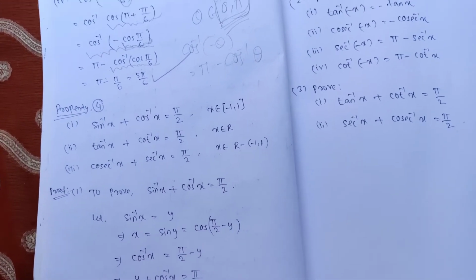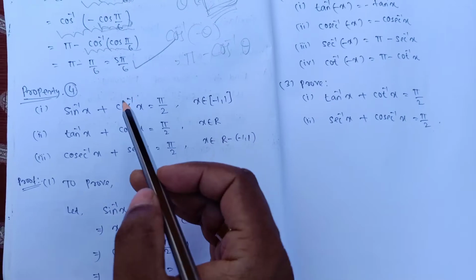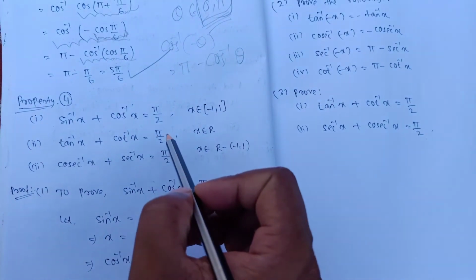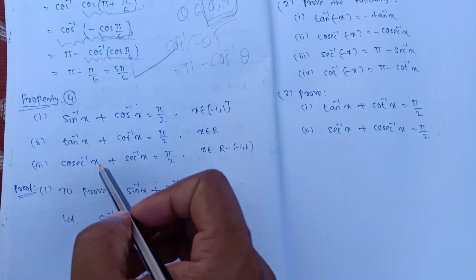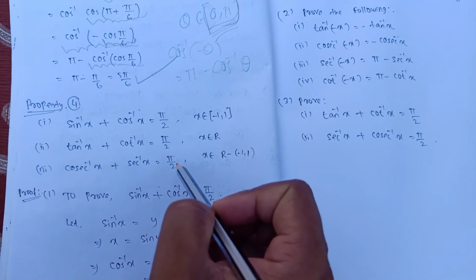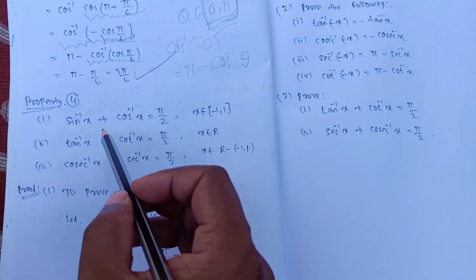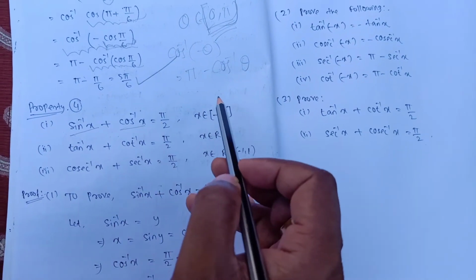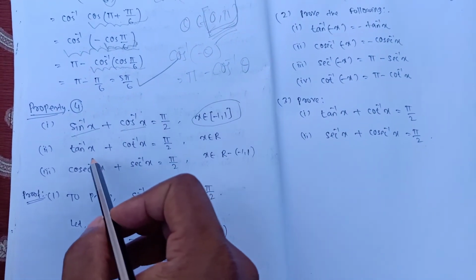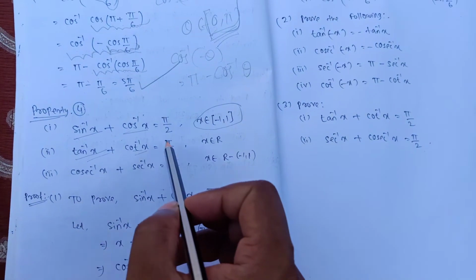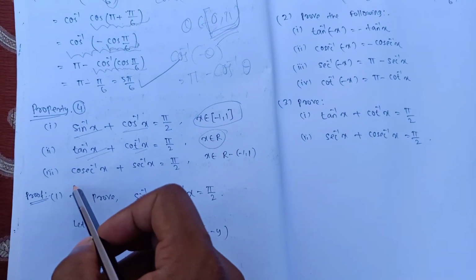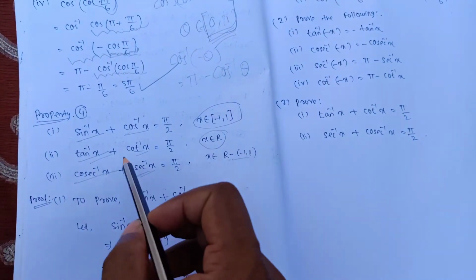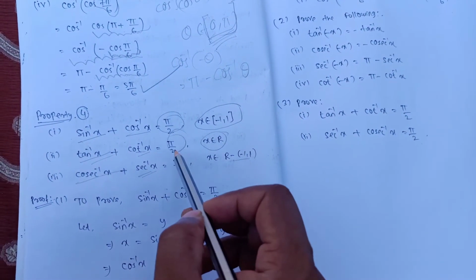Property number 4. Sin inverse x plus cos inverse x is equal to pi by 2. Tan inverse x plus cot inverse x is equal to pi by 2. And cosec inverse x plus sec inverse x, the sum is pi by 2. You have to observe one thing. Both sin inverse and cos inverse have the same domain, that is the closed interval minus 1 to 1. Both tan inverse and cot inverse have the same domain, that is x in the set of real numbers. And both cosec inverse and sec inverse have the same domain, and in each case the sum is pi by 2.